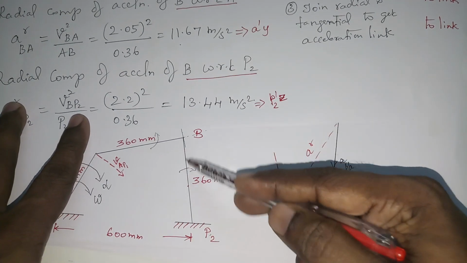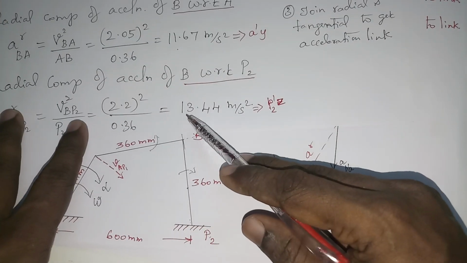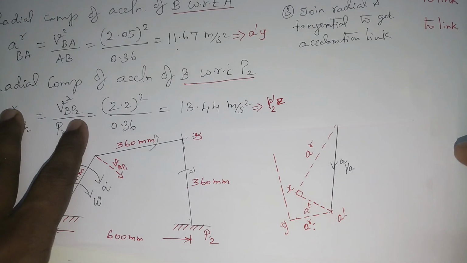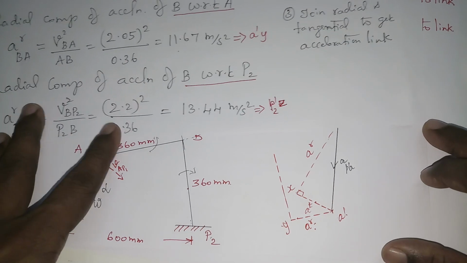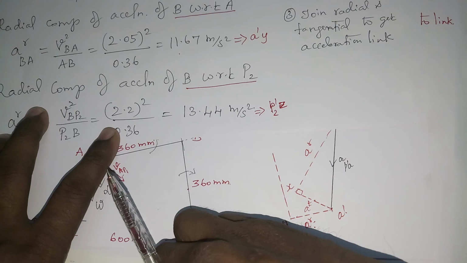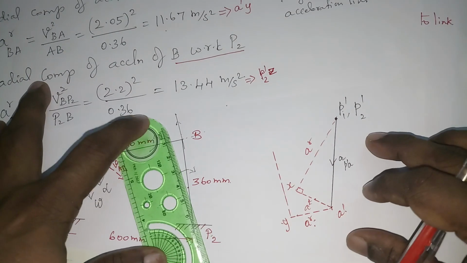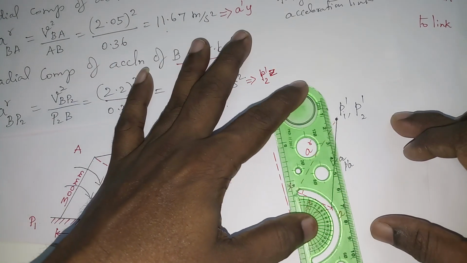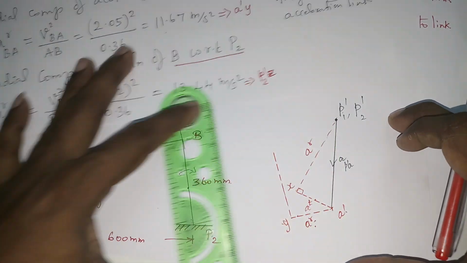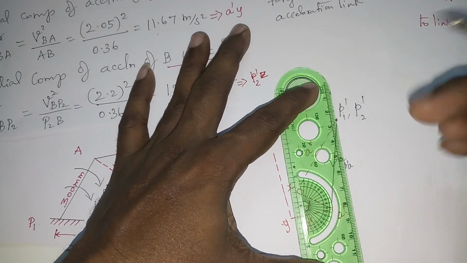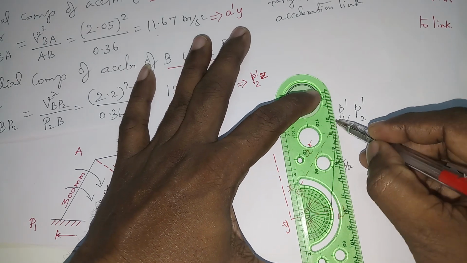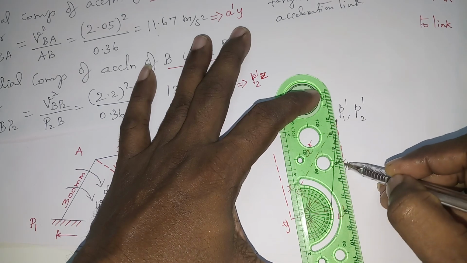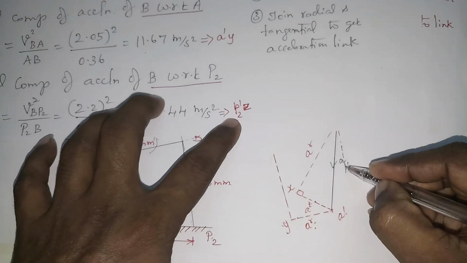Next one is the output link. The radial component will be parallel. The value is 13. Half of this is 6.5. Okay, so half of 6.5 I am taking it as 3. So place your ruler here and move towards point P2. Don't change the position, place it and move towards this point P2. And from here, 1, 2. Okay. So the notation is P2 Z.